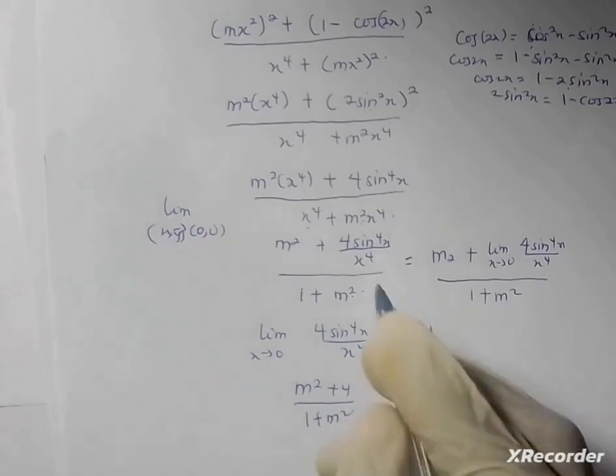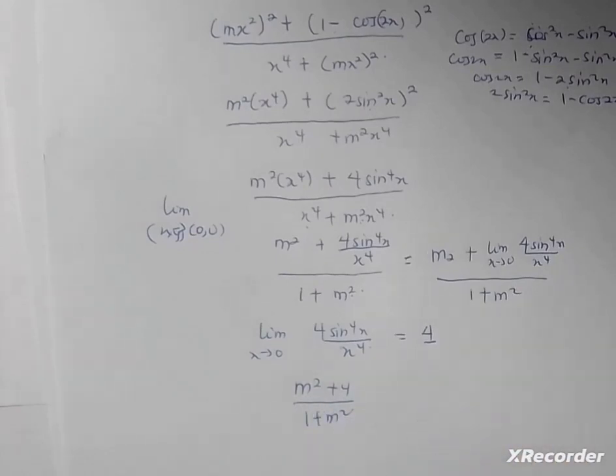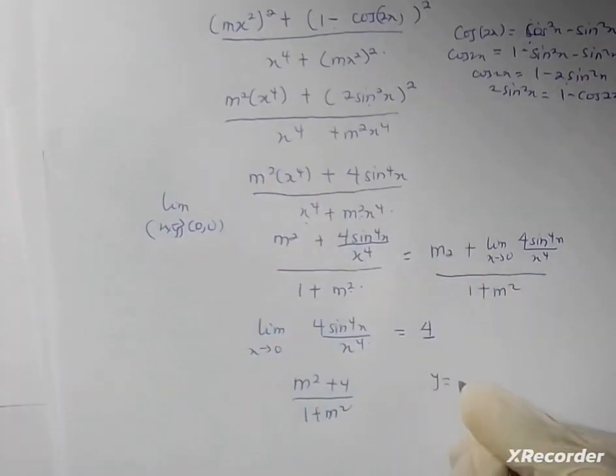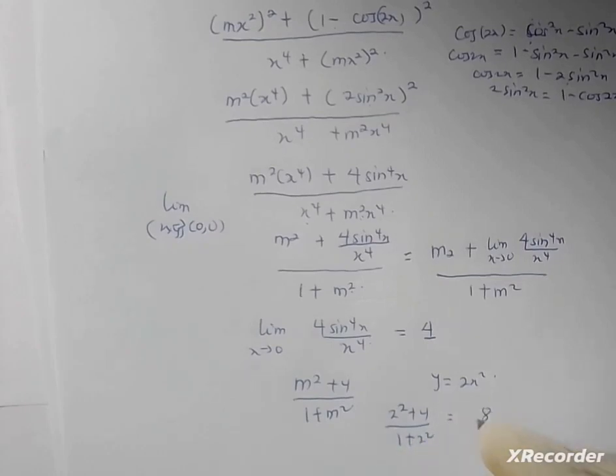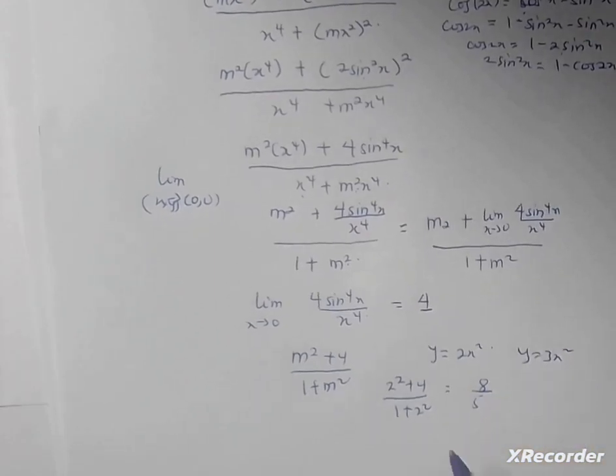So if I have chosen m to be 2, choosing y equal to 2x squared, meaning wherever I see m, I'm going to put 2 there. So this will be 2 squared plus 4 over 1 plus 2 squared, and that is going to give me 8 over 5. If I had chosen y equal to 3x squared, which are different curves, I should get the same answer. But let's see. When I put 3 inside, I'm going to get 9 plus 4 over 1 plus 9, giving me 13 over 10.